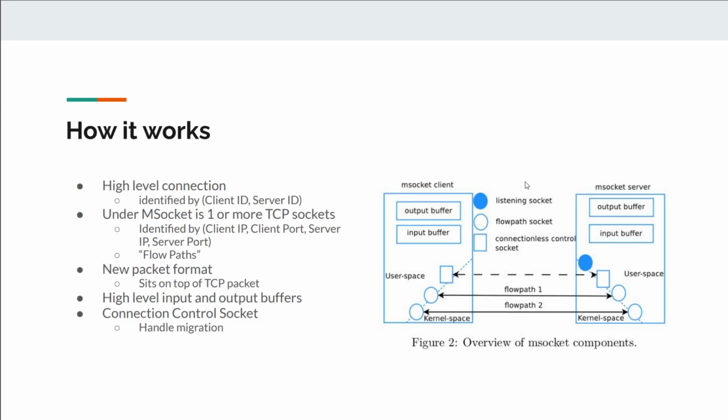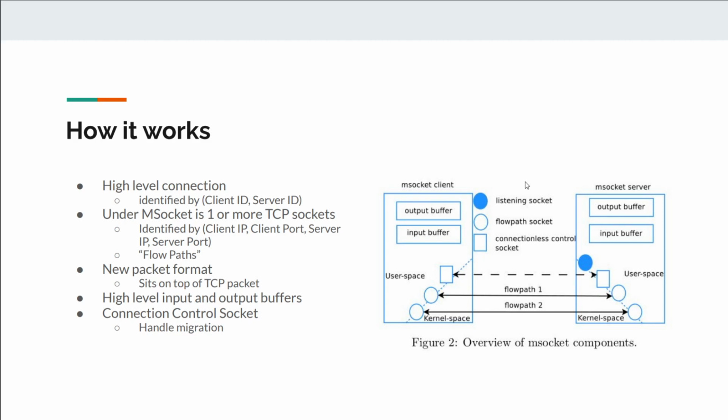Okay, so we're going to get into how it works under the hood now. At a high level, it's identified by a client ID and a server ID. These are the GUIDs that were mentioned before. Under it, there are one or more TCP sockets, and this is really important. There can be multiple TCP sockets, all with different IP addresses if you're multi-homed, i.e. your computer is connected to multiple networks and has multiple IP addresses.